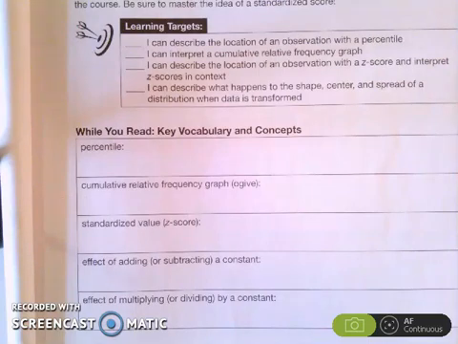Interpret a cumulative relative frequency graph. That's the idea that when you look at your graph, by the time you get to the upper right of the graph, you will have covered 100% of your data. So you want to look through some of those examples in your book.